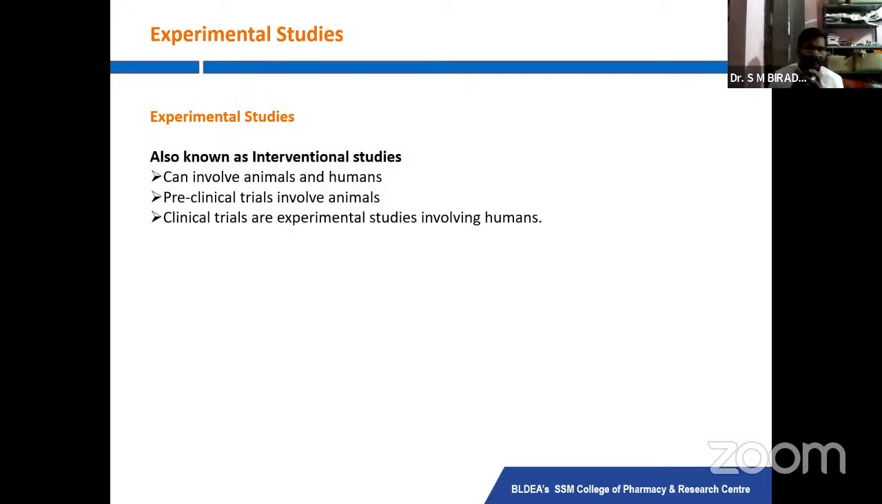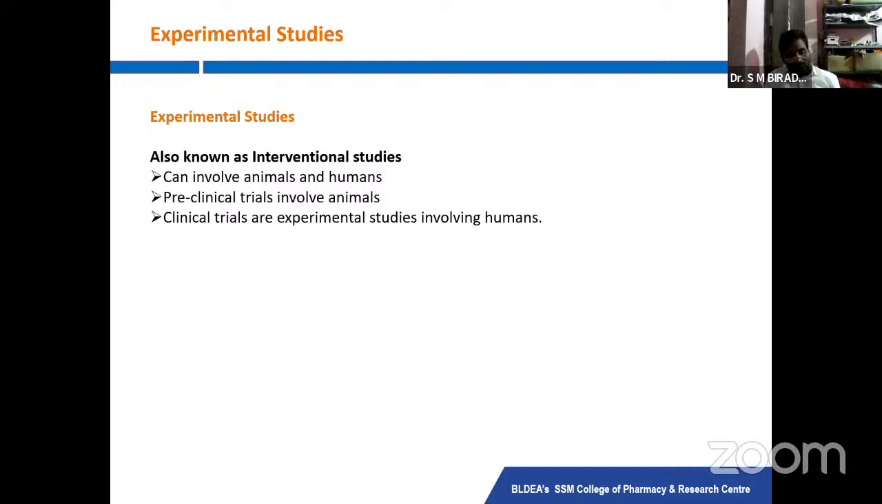So here what you have done is some intervention. Intervention means आपने कुछ उधर काम किया है. Because of your work, there is a physiological change in the organ. So that is your intervention. This is the main motto of the experimental study.